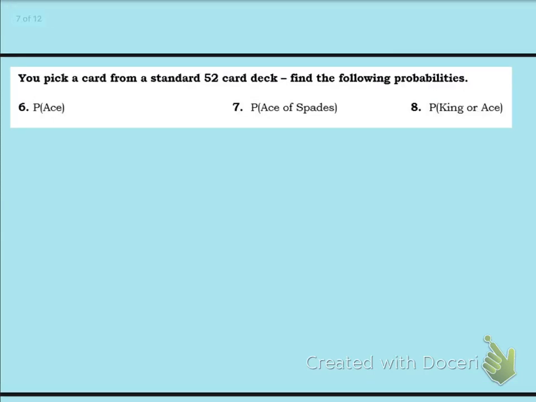Okay, if we look at a deck of cards, aces. There are 4 aces in a deck of 52. Then we simplify them, so they're both divisible by 4, and I'm going to get 1/13.